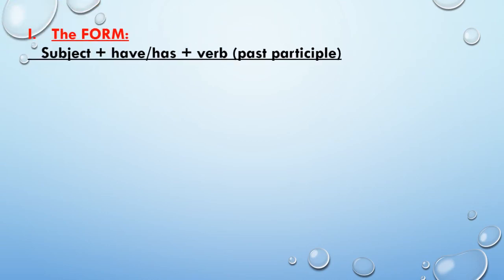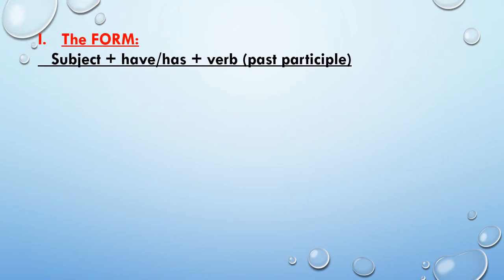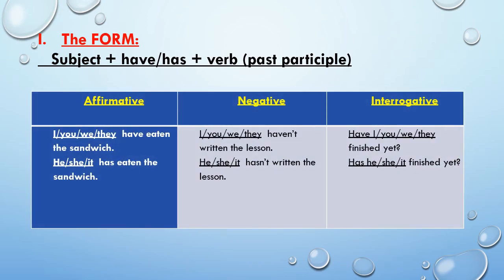Okay, the present perfect simple is formed as the following: subject plus have or has, this is the auxiliary, plus the past participle of the main verb. Let's look at the three different forms: the affirmative, negative, and interrogative form. So affirmative form: I have eaten the sandwich. Have eaten the sandwich, of course, with I, you, we, and they. But with he, she, and it, we use has.